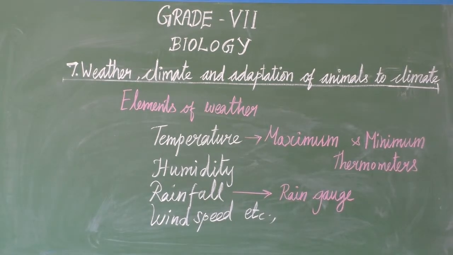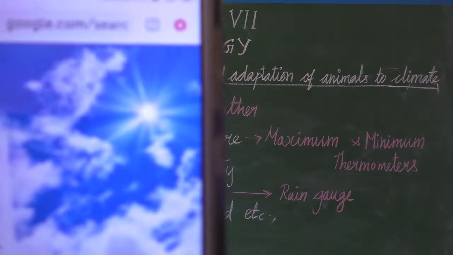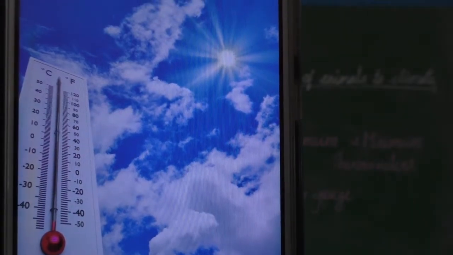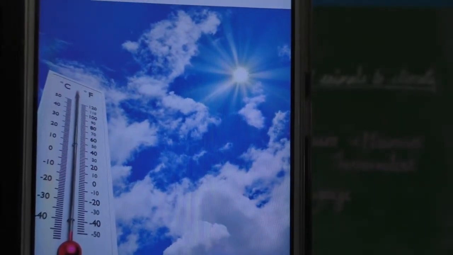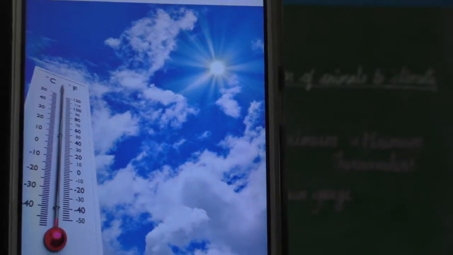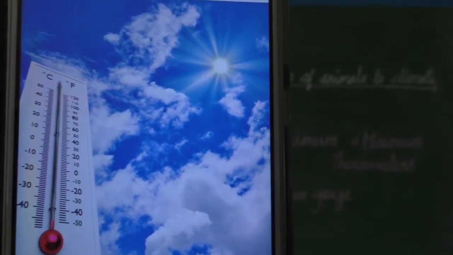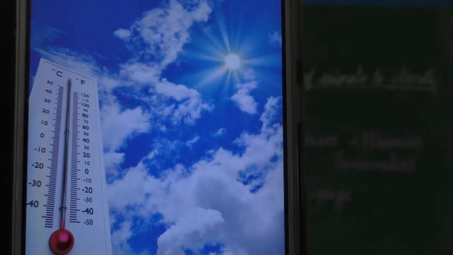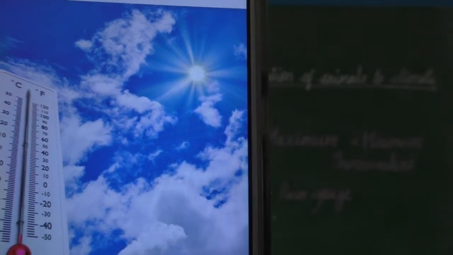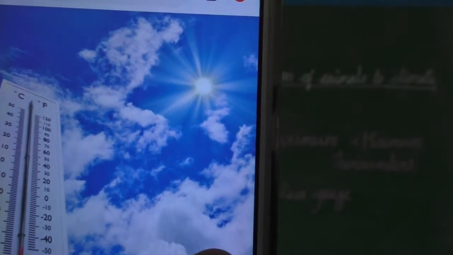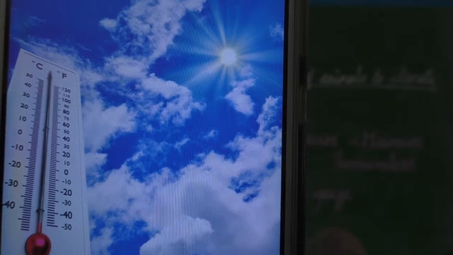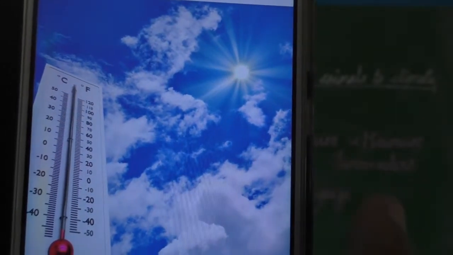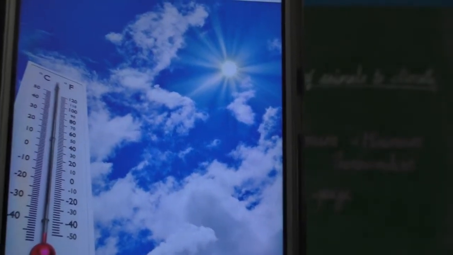Children, now you can say when we will receive the maximum temperature of a day. Usually in the afternoon, at 12 noon. When will we experience the minimum temperature of a day, late night or early in the morning? When the day starts at night 12 o'clock. So late at night or early in the morning we can experience the minimum temperature of the day. Maximum temperature is in the afternoon.